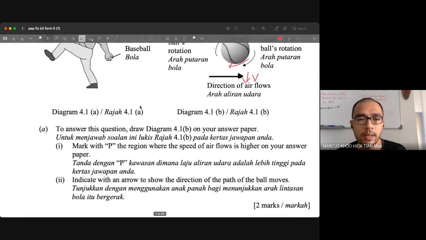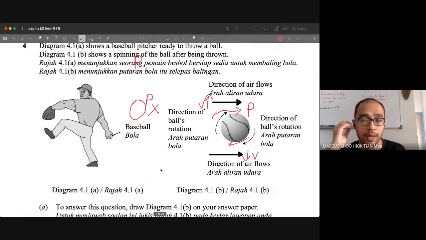Indicate with an arrow to show the direction the ball moves. Okay, let's think about this. This is Bernoulli's principle. Bernoulli's principle says that if the velocity is high, the pressure is low.